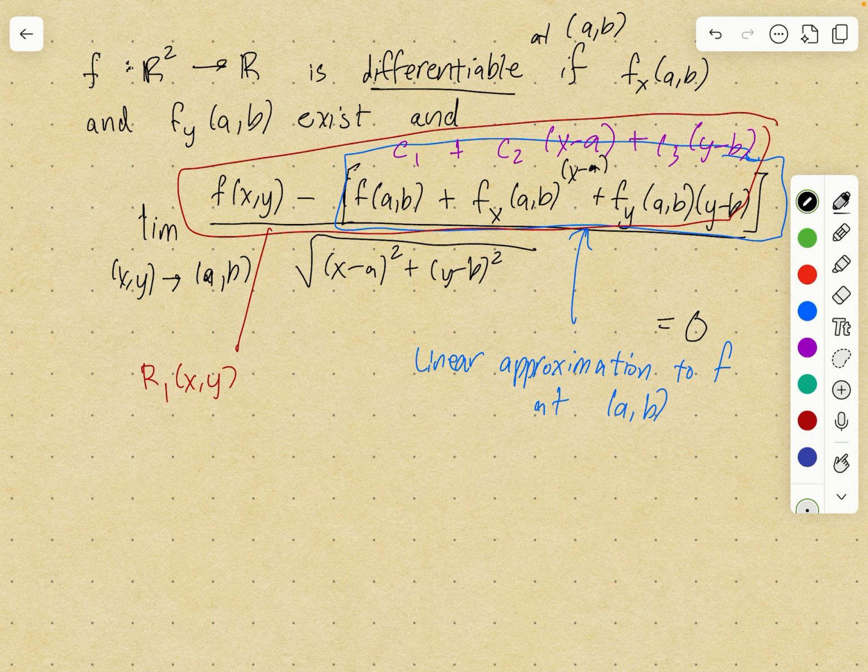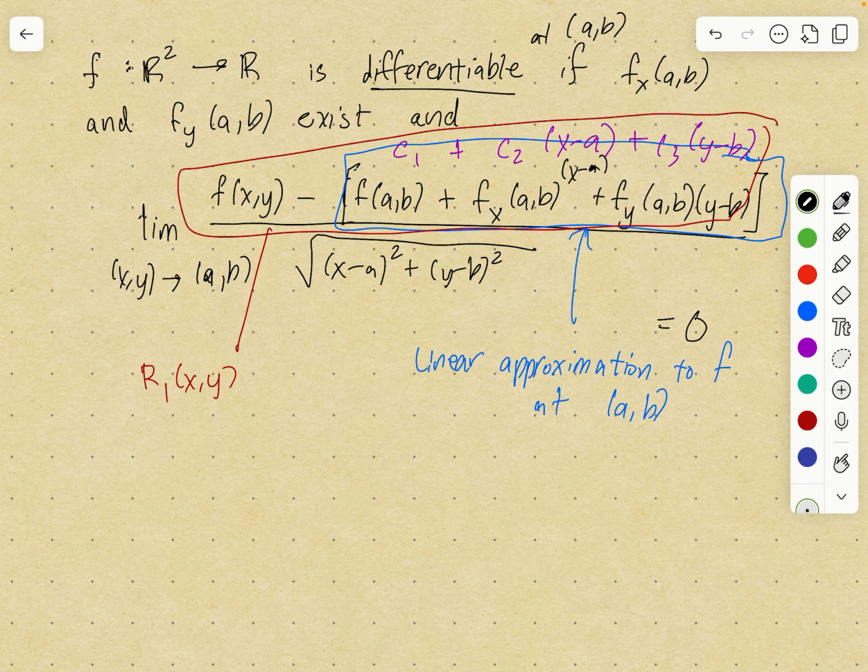Okay. And there's R2 and R3 and so on. That comes from the Taylor expansion of the function. So you can have first order approximation, that's this linear approximation, but then there's a second order approximation that involves x minus a squared and y minus b squared. And then when you subtract the second order approximation, you get R sub 2. So that's where the R sub 1 comes from.